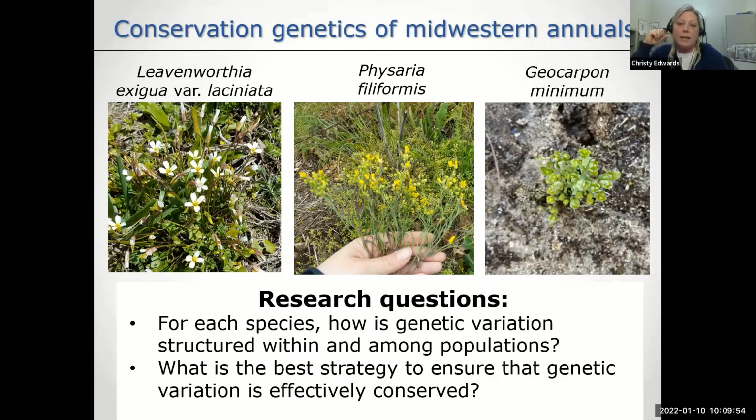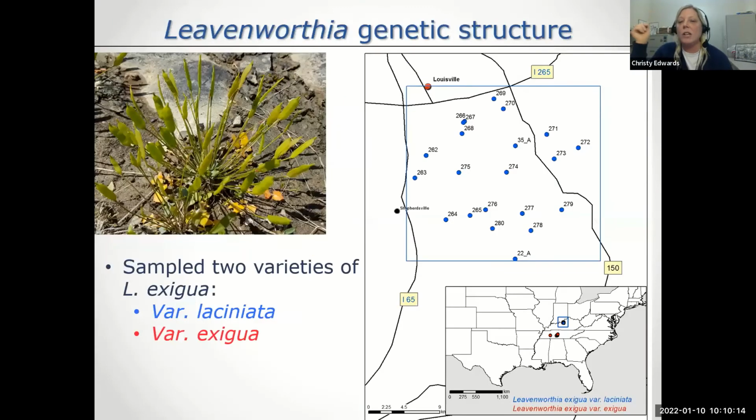All of these studies were funded by the Fish and Wildlife Service, and the research questions were similar. They wanted to know how genetic variation is structured within and among populations, and to use the data to devise a strategy to conserve the genetic variation. And actually, I should mention before I get started that because the biology of these organisms was so similar, we were really expecting to find similar patterns of genetic structure.